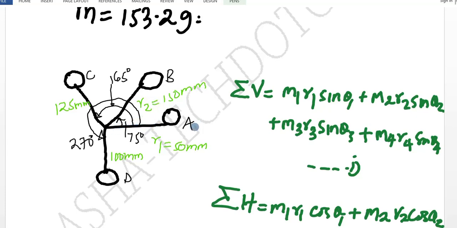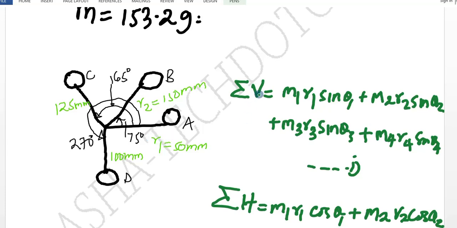Therefore, if I analyze this system as a system containing masses at different radii from the axis of rotation, then I would also indicate their respective angles from a particular reference plane. So if I consider A as a reference plane, then B is at an angle of 75 degrees from A, C is at an angle of 165 degrees from A, and D is at an angle of 70 degrees from A.